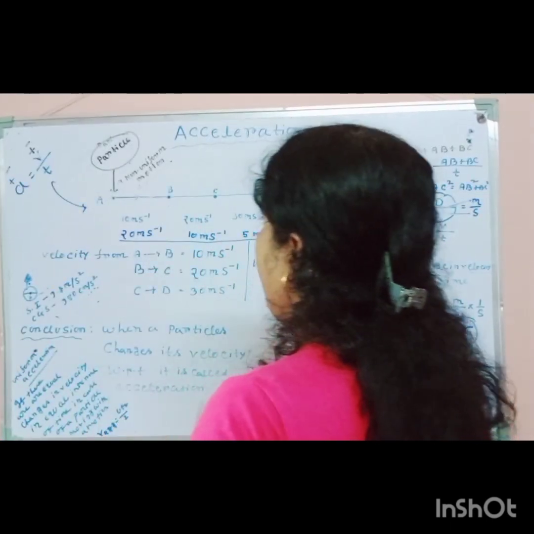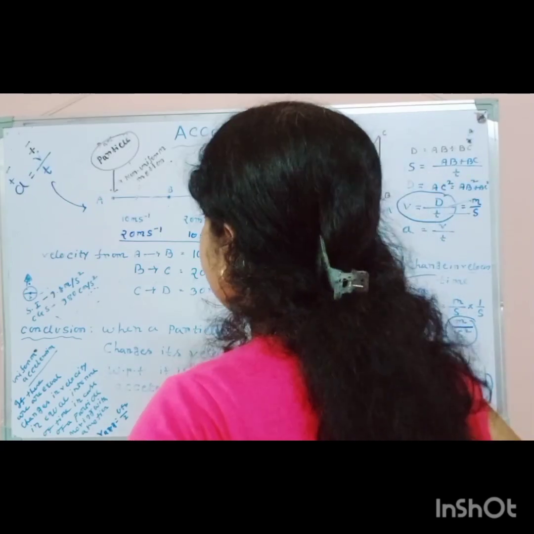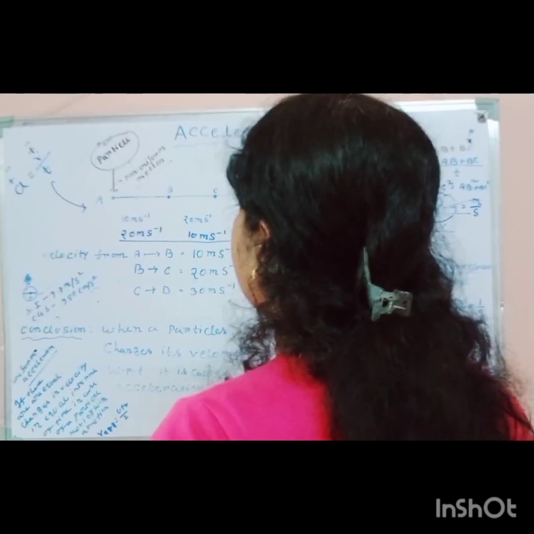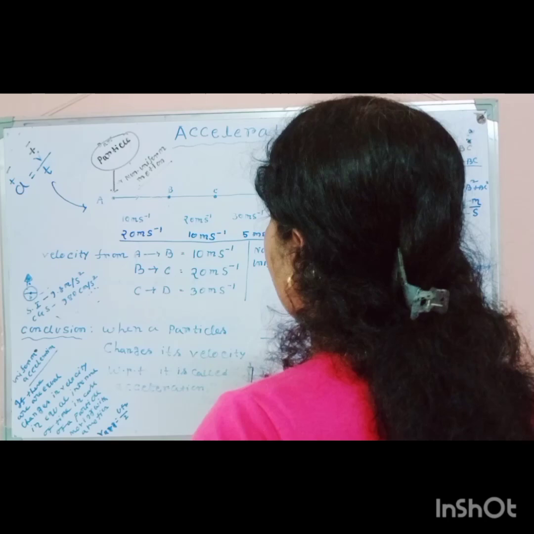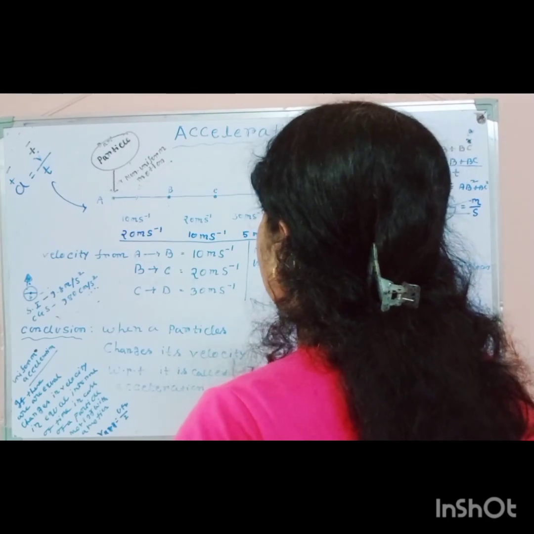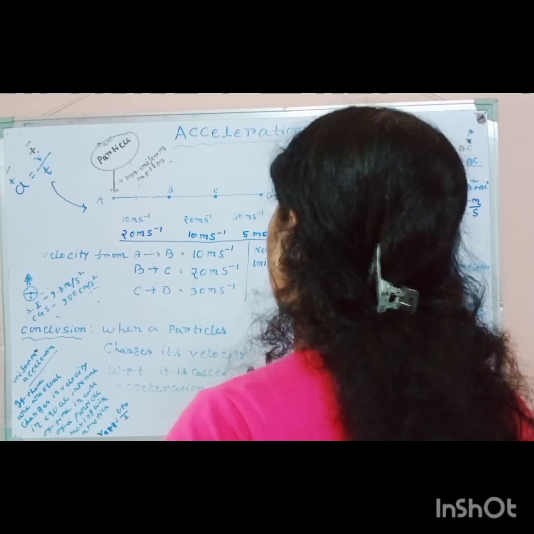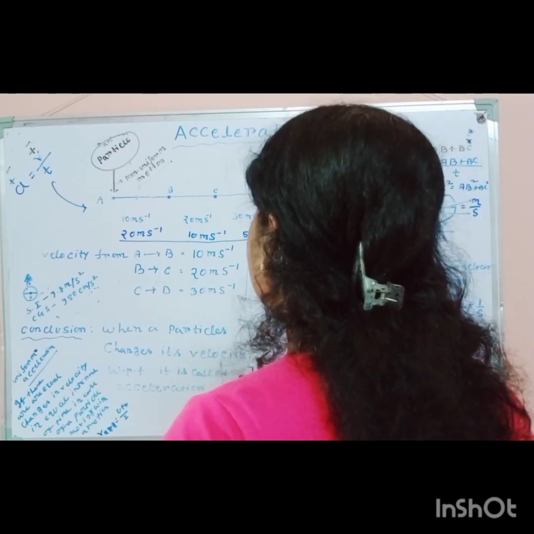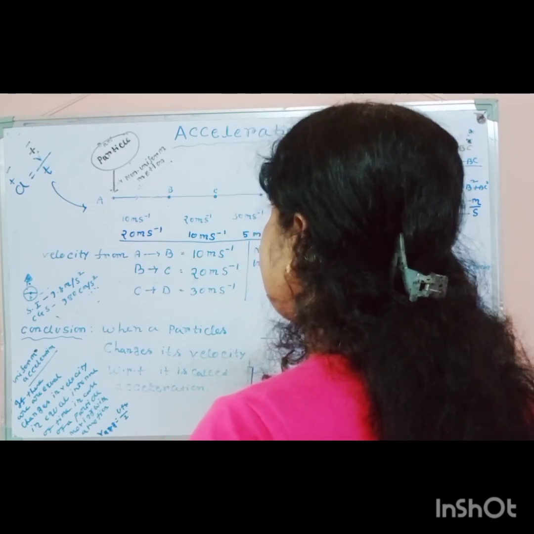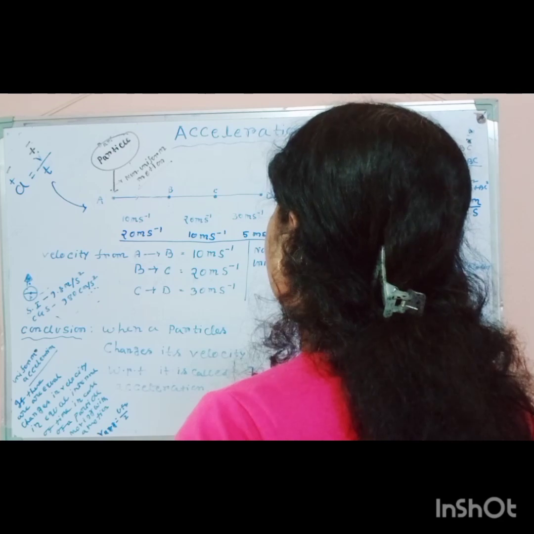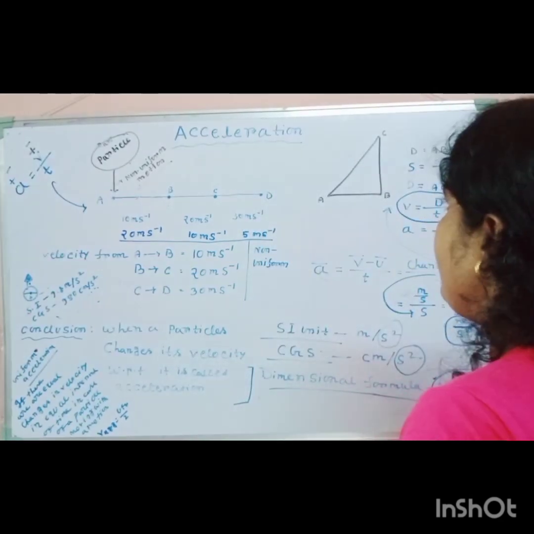Next, in the case of a particle, if we observe that the sign of acceleration and velocity is the same, that means they are both positive or both negative, then the body will accelerate. But if we observe opposite signs, that means acceleration is positive and velocity is negative, then the body will retard, and such type of acceleration is called negative acceleration.